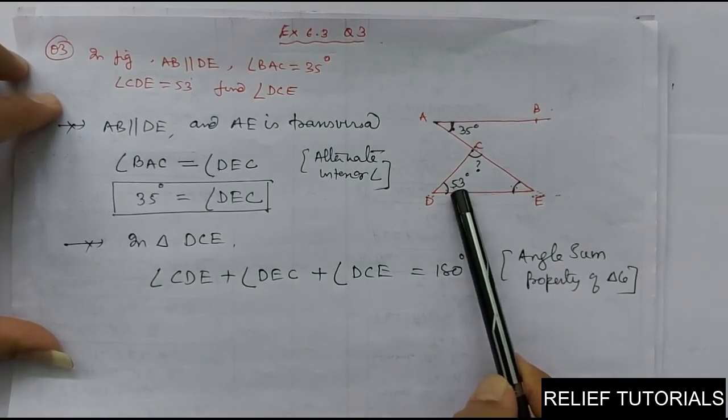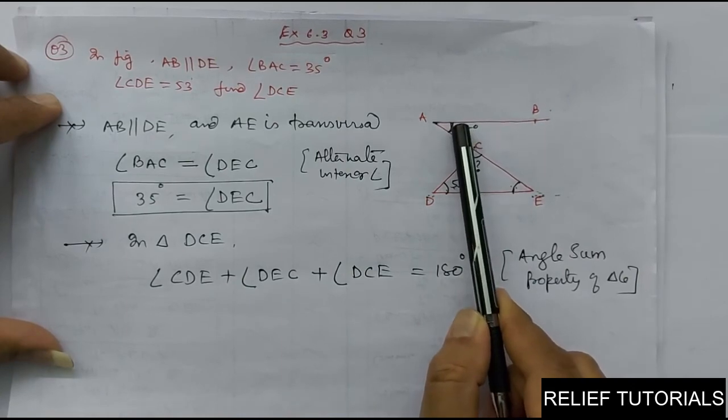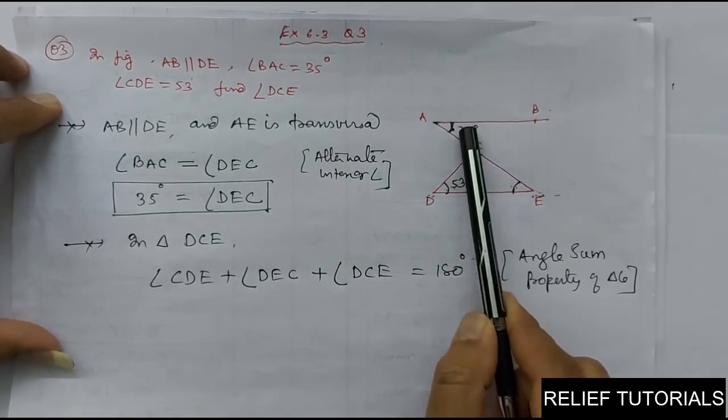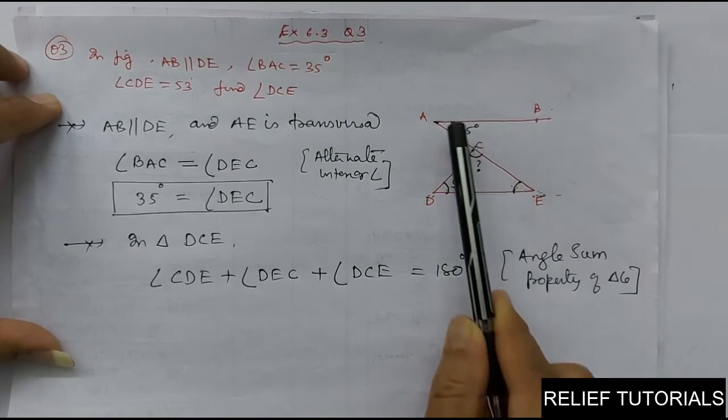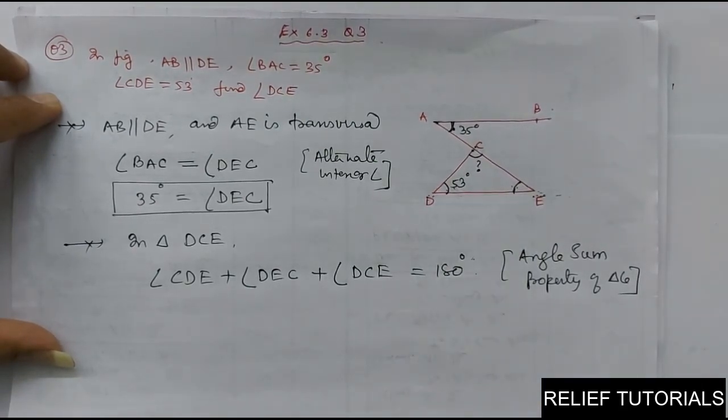See, very simple. We were having only one angle, so we can find this second angle. Why? Because this angle is given data, so you attach to that data. This angle is equal to this angle, alternate angles. So you got two angles, then you can find the third angle by the angle sum property.